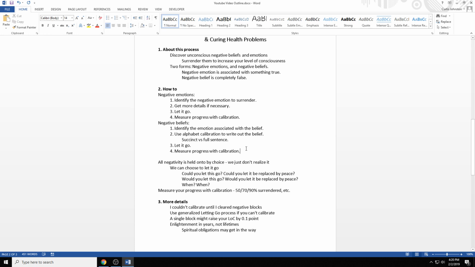And spontaneously, after removing several blocks, I just realized that I could calibrate. So if you can't calibrate, you can either work with someone who can to remove the specific blocks that are stopping you from calibrating, or you can use the generalized letting go technique that Dr. Hawkins taught in his yellow book, Letting Go. And you can focus on, can I surrender the blocks within me, whatever they may be, in order to let me calibrate successfully.